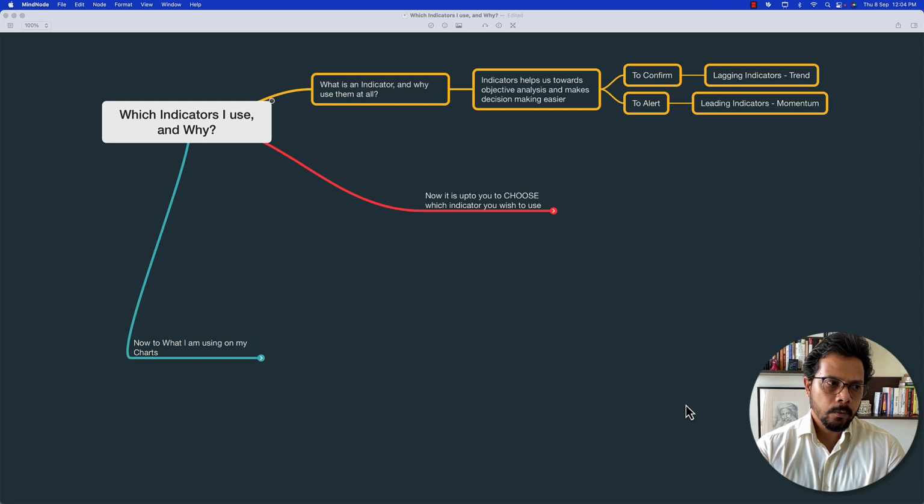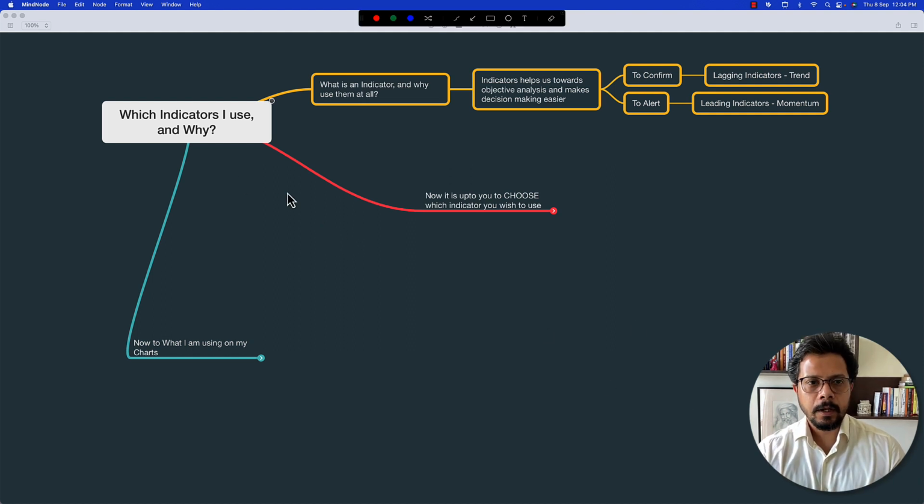For example, when it comes to understanding the underlying trend of the market, I feel lagging indicators like a moving average does a pretty simple job. It gets the job done in a very simple manner. So we'll look into it. Now let's come to this section wherein I am suggesting that now it's up to you to choose which indicators you wish to use.